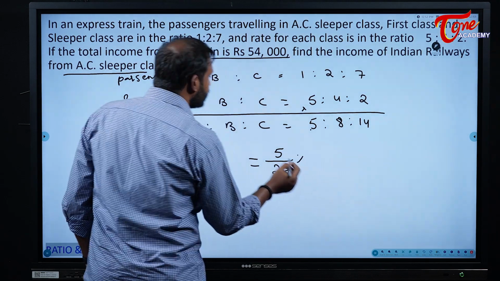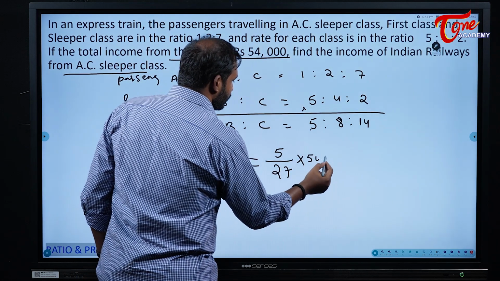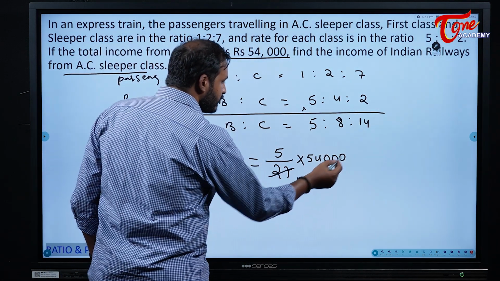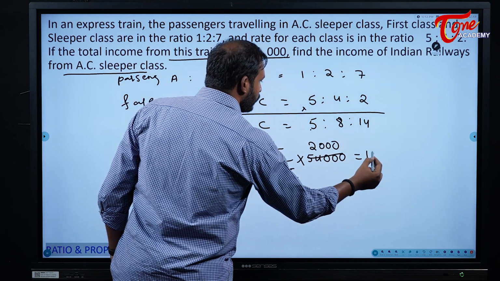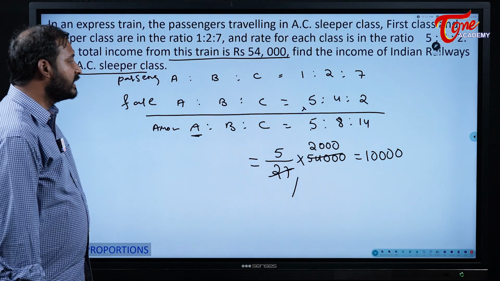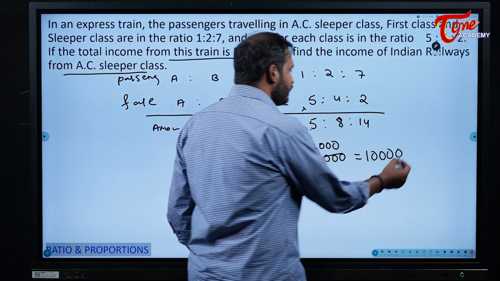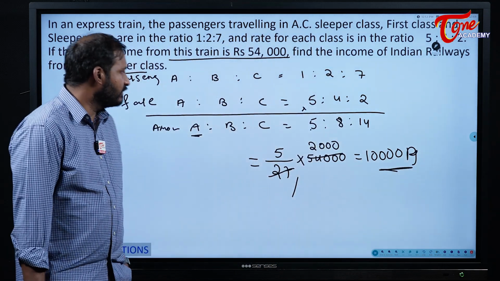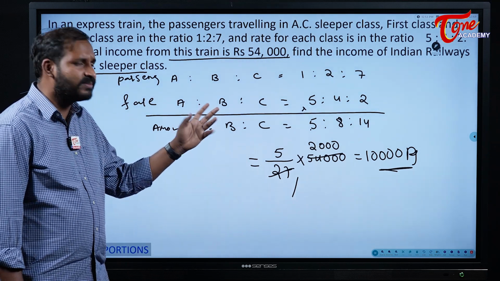And what is the total income which they are getting? 54,000. So 27 ones are 27, 2 into 2,000. So this will become how much for me total? 10,000. So the income from the AC sleeper class is 10,000 rupees. Nothing but we are multiplying the things here. Same type of questions but different application.